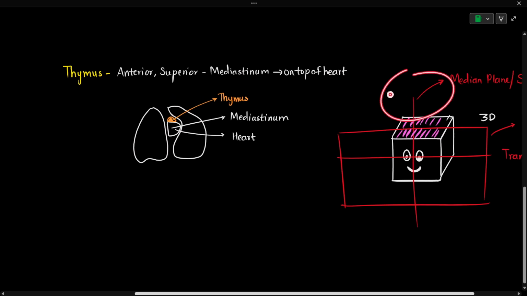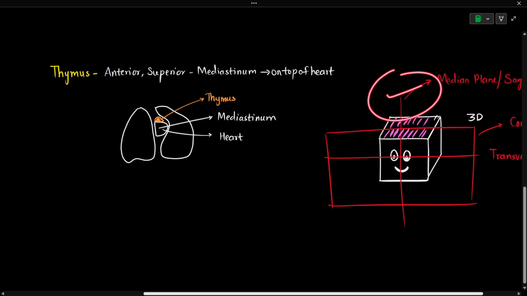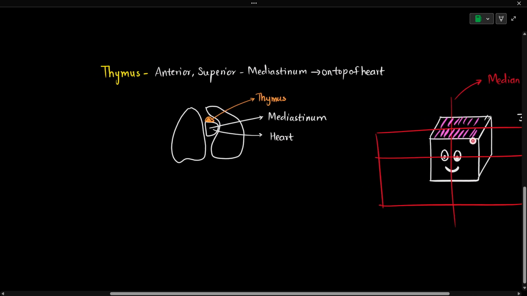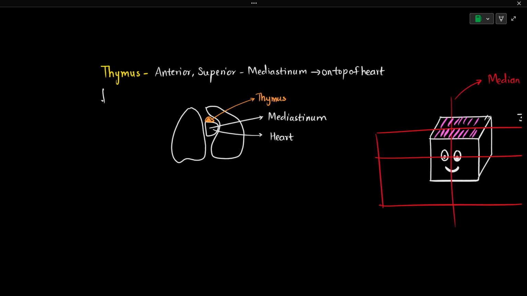Well, I'll be discussing this in detail in animal physiology, but I just give you an idea about the location of the thymus. So the thymus is basically a bilobed organ. This is a bilobed structure, as it has two lobes, and it is present over the heart, on the top of the heart.